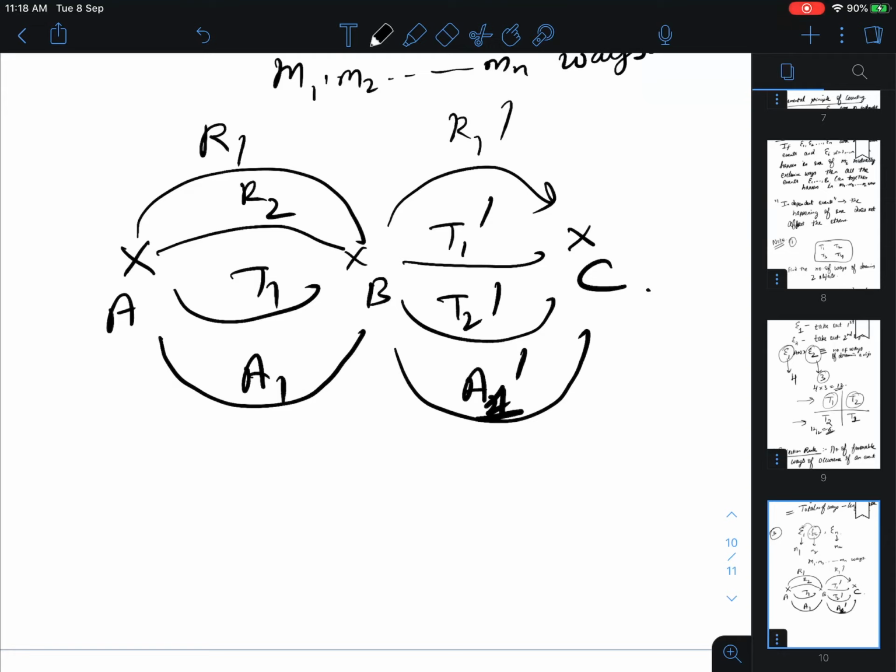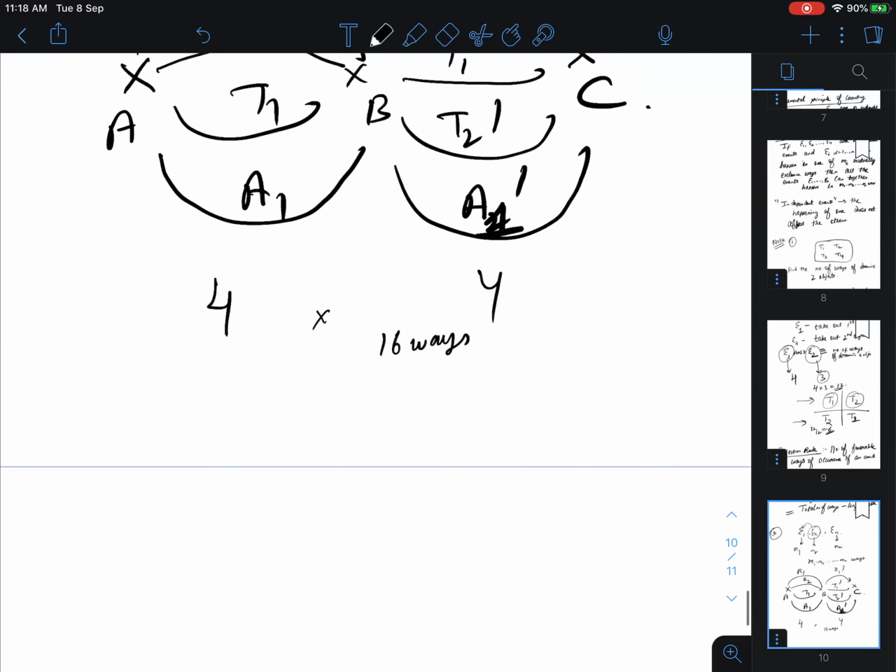All right. Now, if no condition is imposed, then by the fundamental principle of counting, you have 4 ways of going from A to B and you have 4 ways of going from B to C. So in total there are 16 ways. But now suppose in this example, I impose the additional condition that the same mode of transport is not allowed.